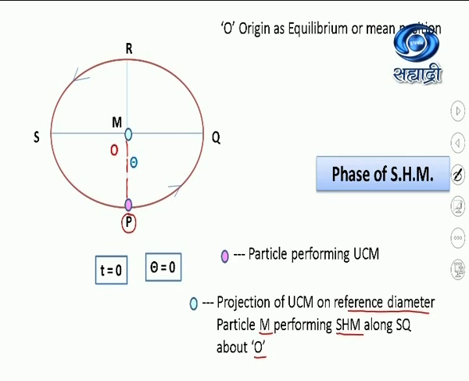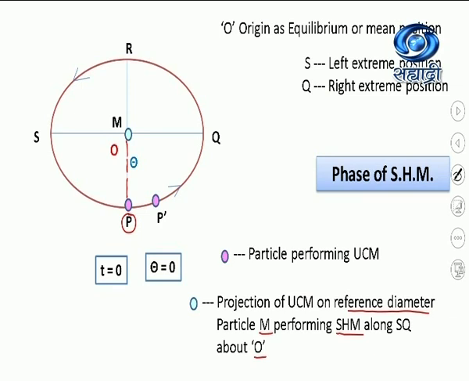After time t, the particle P starts moving in the anticlockwise direction. So as we have discussed, if particle M is performing SHM simultaneously, then O, which is the center of the circular path, will act as the equilibrium or mean position, and S and Q respectively will act as the left extreme and right extreme positions. So let us now begin to see how these different values of theta, which represent the phase of SHM, can be calculated.